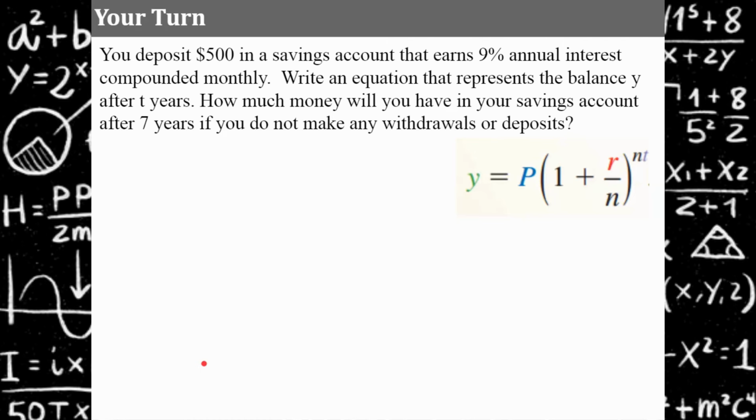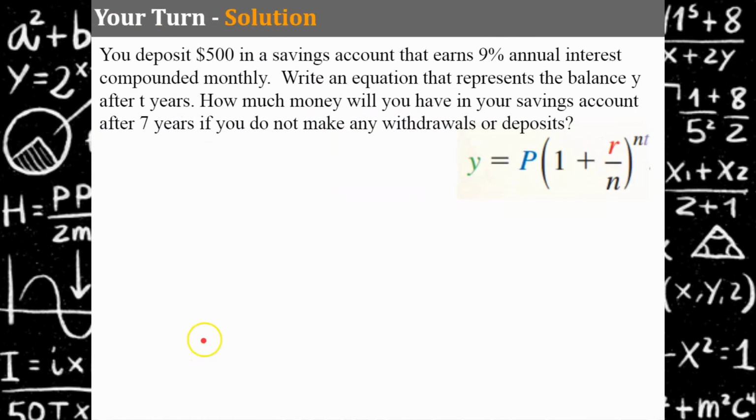Welcome back. Let's see how you did. So let's write our function first. Y is equal to our initial amount, our principal of $500, because that's what we deposited into our account. And it's going to grow at 100% plus our annual interest rate, written as a decimal, divided by 12, because it's compounded monthly. So each month we get 1/12 of the 9%. And our exponent is going to be 12, because it happens 12 times per year.